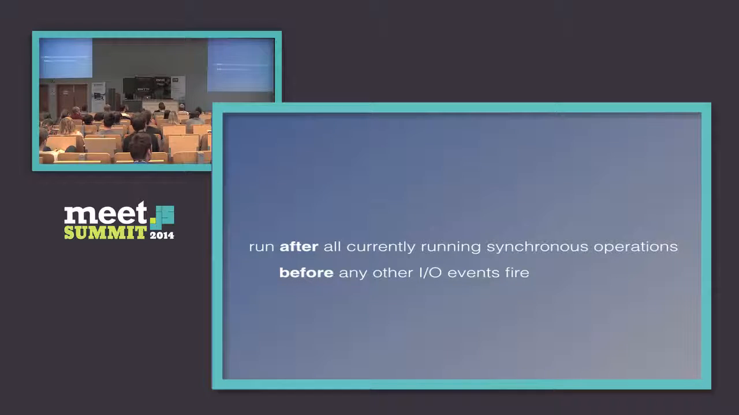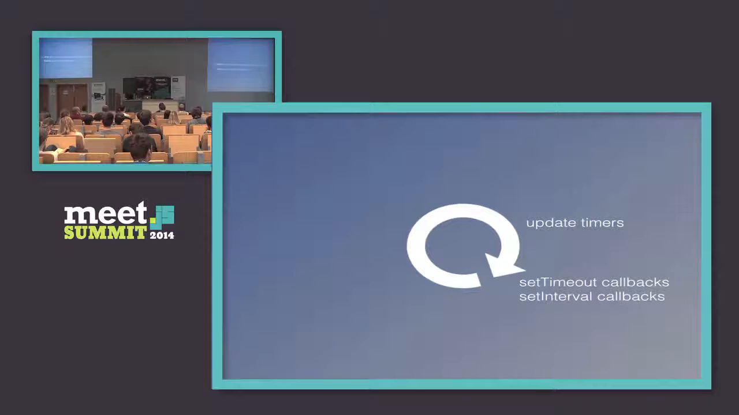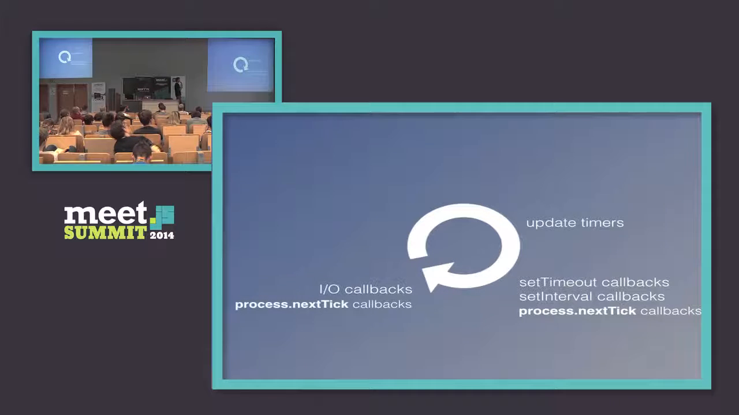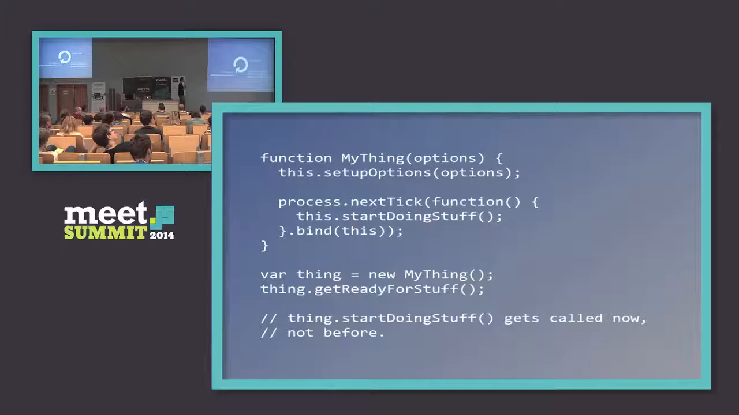So this runs after all currently running synchronous operations, but before any other I/O events fire. So we can say in general that we have an event loop, we update timers, we run timers callbacks, and now process.nextTick callbacks are run after those callbacks from timers, and we move on. Also at this moment, the process.nextTick functions are run, and this is similar to setImmediate, and also at the end of setImmediate, the process.nextTick callbacks are run.